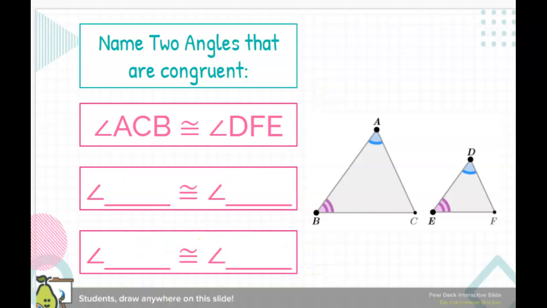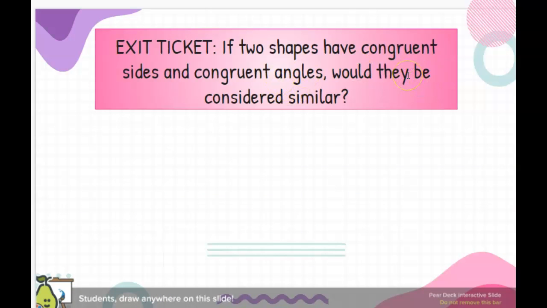And then lastly, if two shapes have congruent sides and congruent angles, would they be considered similar? No, because that would mean they'd actually be the exact same shape, and we have to have the same shape and different sizes. These would be the same size.